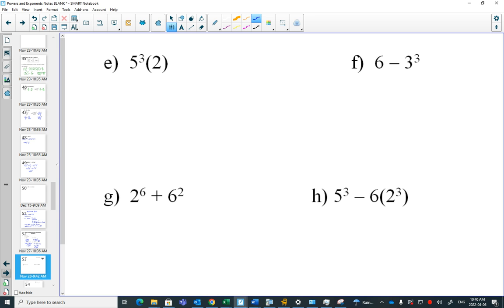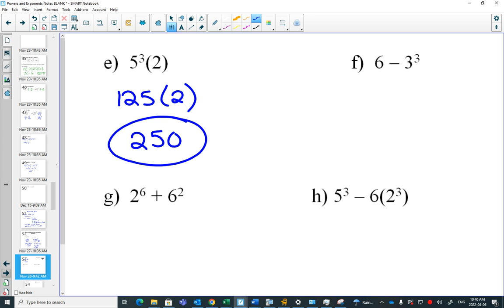Okay. We got an exponent. We got brackets. Brackets just holding a number, so we do the exponent first. 5 cubed is 125. 125 times 2? 250. No brackets. We have an exponent. Do you know what's the number one wrong answer people write for 3 cubed? 9. That is the number one wrong answer.